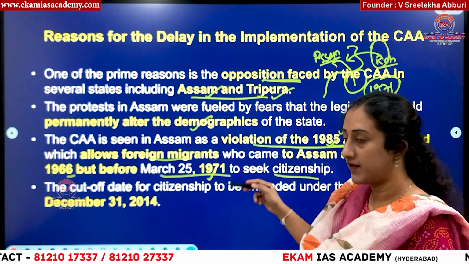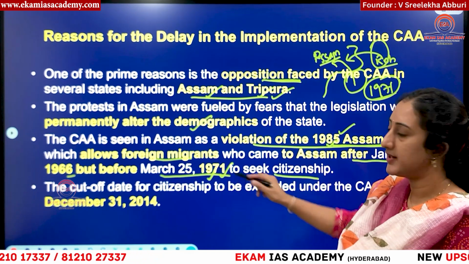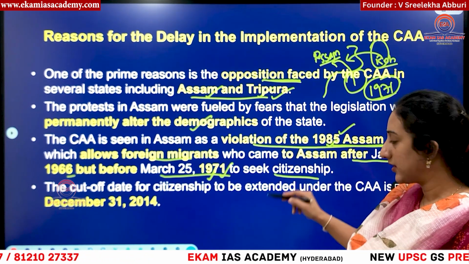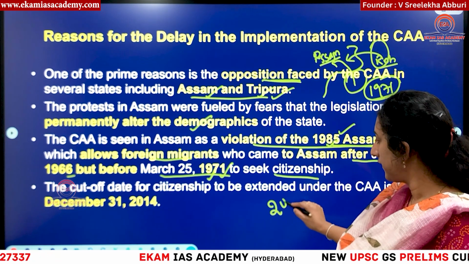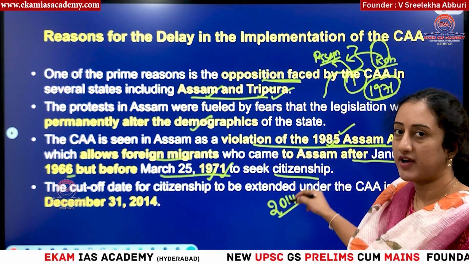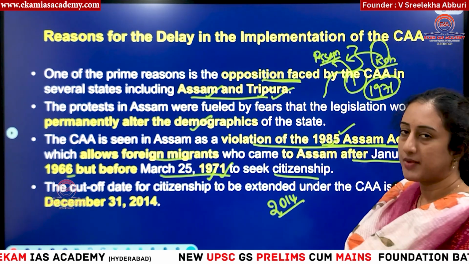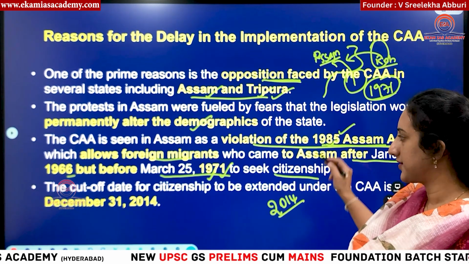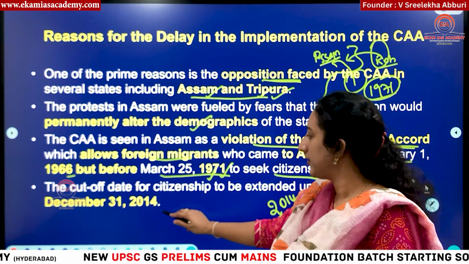Okay, but now if you see, this is allowed only till 1971 according to the Assam Accord. But now you are saying even if they enter before 31st December 2014, you are giving citizenship. So this is a violation of the Assam Accord of 1985. That is why Assamese are opposing this particular proposal.